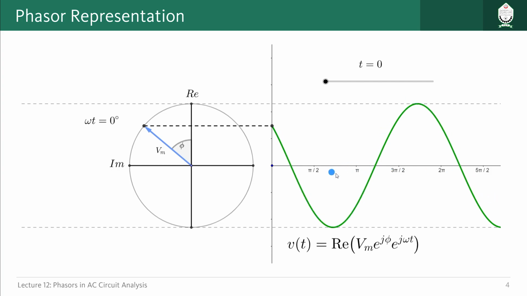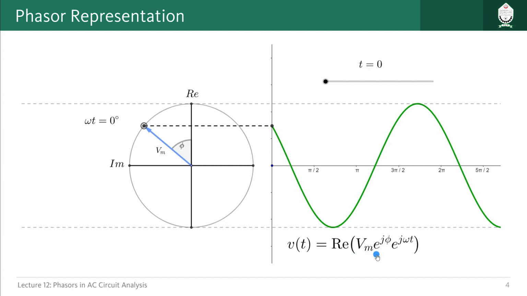What is happening? We are taking the real portion of this whole signal, right? And this point here is representing the complex exponential, which is Vm e to the power j phi e to the power j omega t. And we are taking the real portion of that. So we have to take the projection in this direction, right? If we take the projection in this direction, we are going to see this graph here, which is the phasor of this complex exponential.